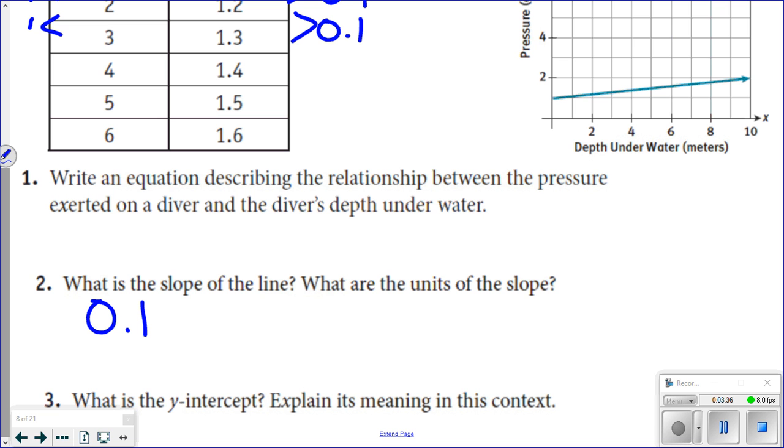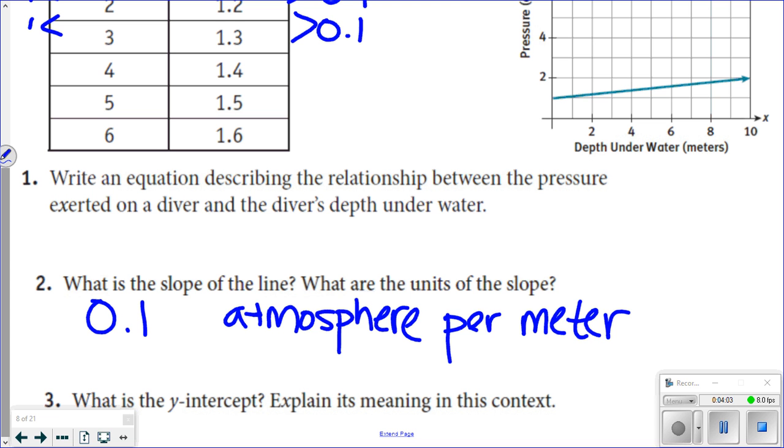And it says, what are the units of slope? Well, it'd be my y units over my x units. So my y is atmosphere. It's abbreviated as ATM. And my x is meters. And I got that by looking at my graph, looking at my labels for my x and y axes. So the slope is 0.1. The units are atmosphere per meter.